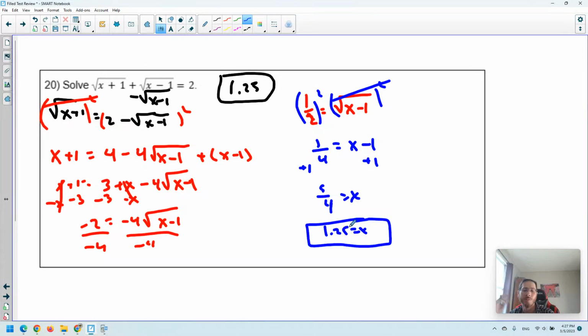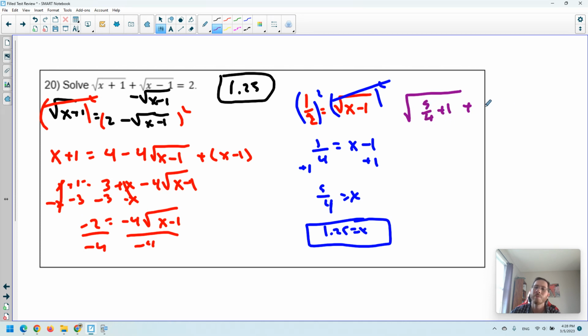Is it true, though? Well, we would still have to do the check if we're doing it by hand. We did on the graph, so we kind of did check with the graph already. But if we check by hand, square root of 1.25 plus 1 plus, and I'm actually going to go ahead and revise this because you know what I'm thinking? I'm thinking that fraction that we got earlier is going to be a lot nicer at this point.